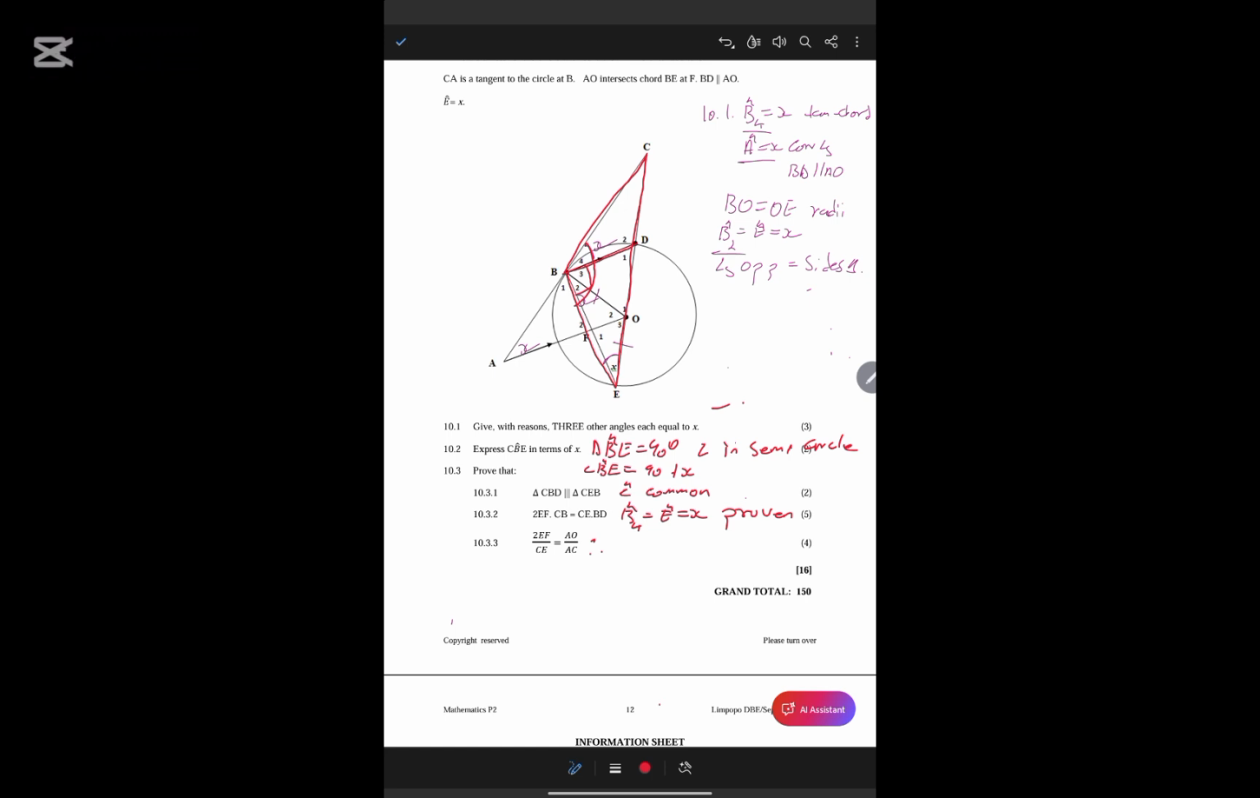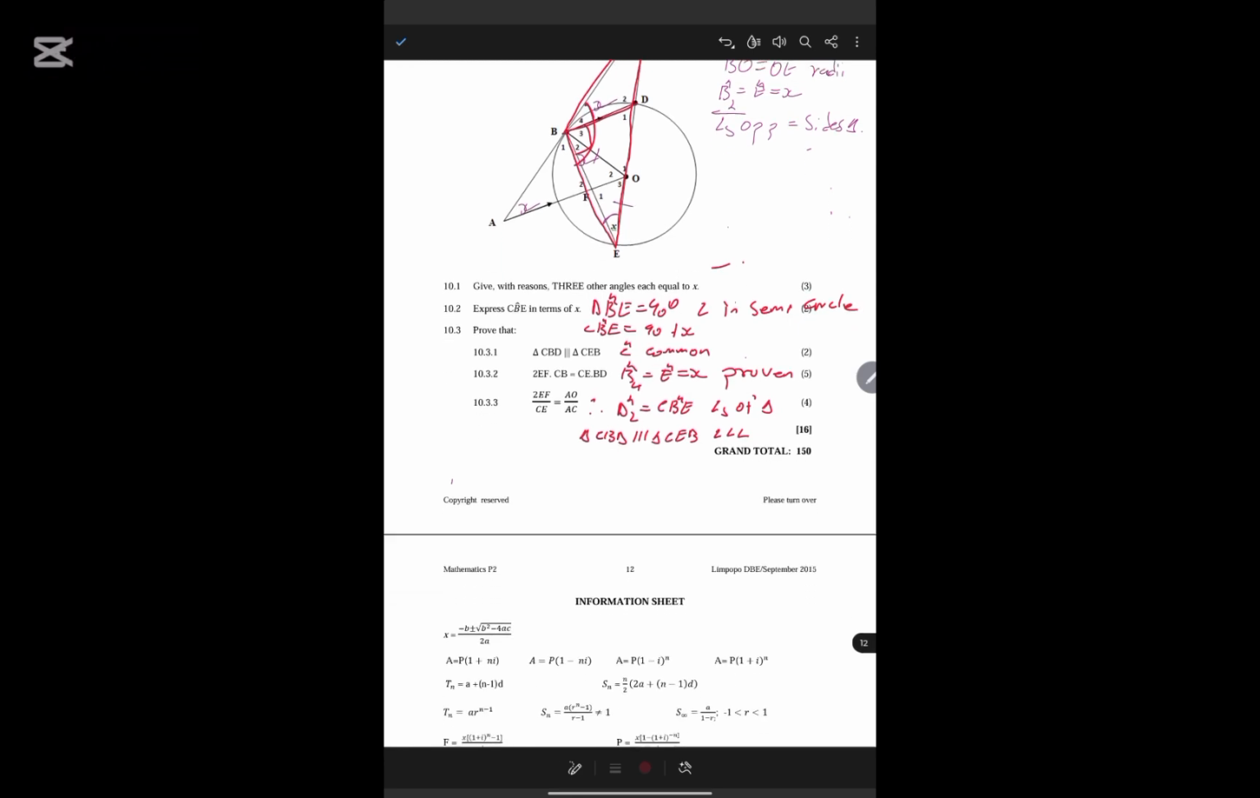Therefore, angle D2 is equal to angle CBE. These are angles of a triangle. They add up to 180 degrees. And we have proved that these two triangles are similar. With what reason? Triangle CBD is similar to triangle CEB, and the reason is angle. Those two triangles are similar because they are equiangular.